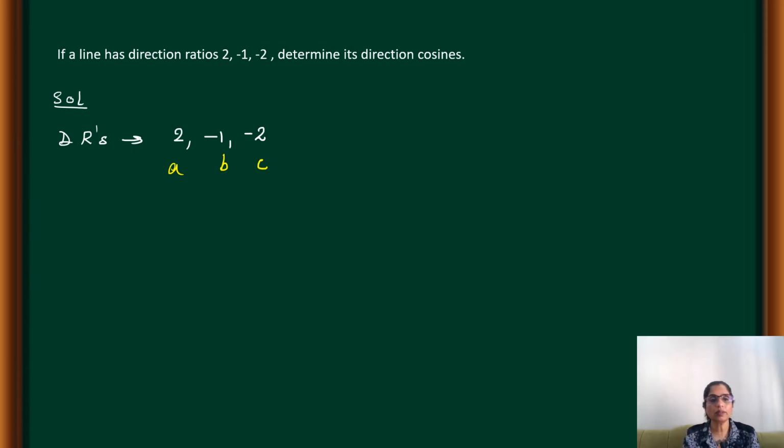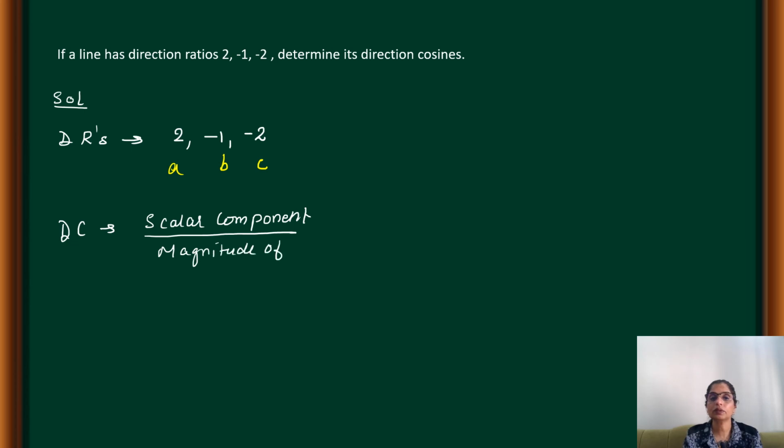Perfect. That means what are going to be the direction cosines? Direction cosines is equal to scalar component by magnitude of the vector, correct? We just saw this. So first of all, we have to find out the magnitude of the vector. That is equal to direction cosines, we can say.